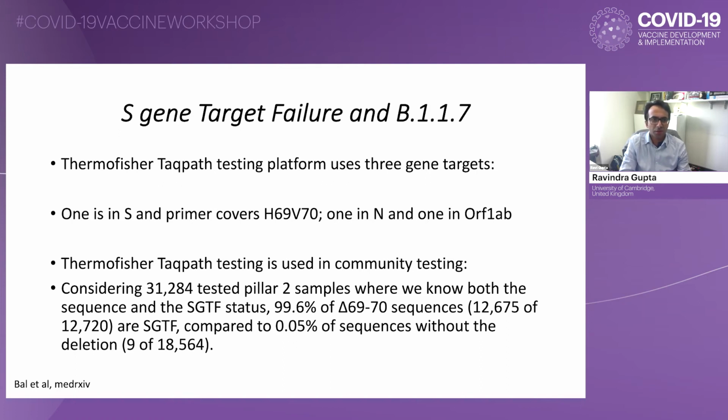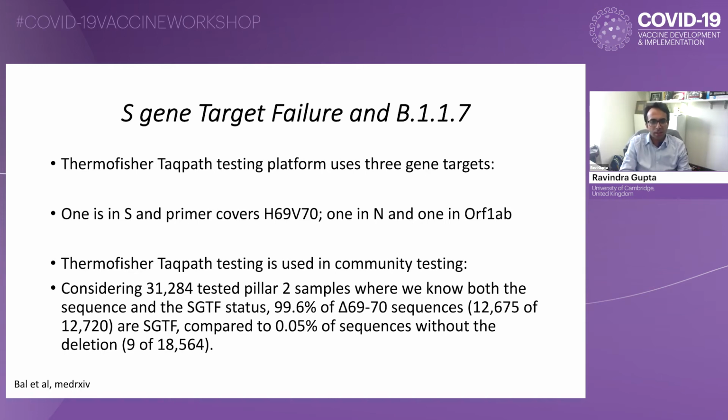We used the Thermo Fisher TaqPath testing platform in many of the centralized laboratories that have been testing community specimens for SARS-CoV-2 in nasal swabs. This test uses 3 gene targets. One is in the S gene, and this covers the 69/70 deletion region. The other is in the N or nucleocapsid, and one in ORF1ab. As I said, it's commonly used in community testing.